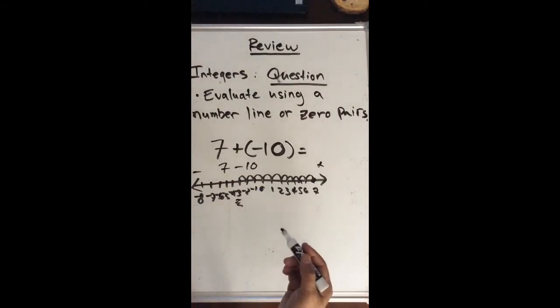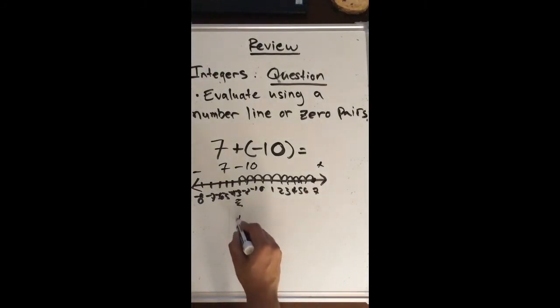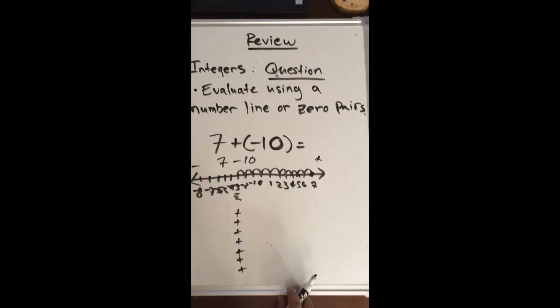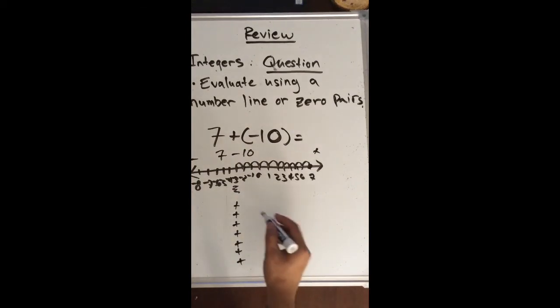Okay, let's try it using our 0 pairs. We have 1, 2, 3, 4, 5, 6, 7 positives. There we go. And we need to add 10 negatives.